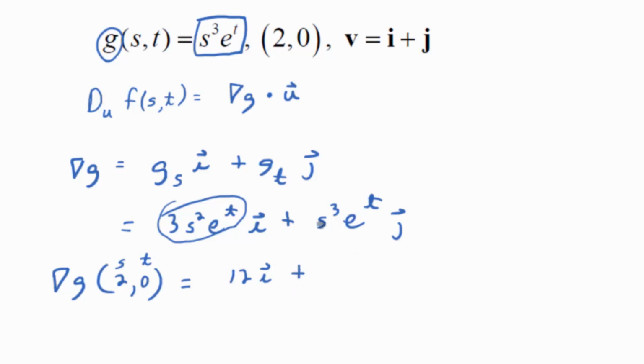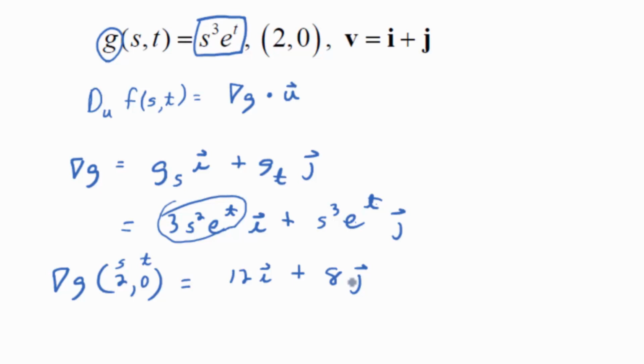Plus, okay, 2 cubed, 8, times e to the 0, that's times 1. So 12i plus 8j, would everybody buy that? Okay. And then that's the del g part of it.